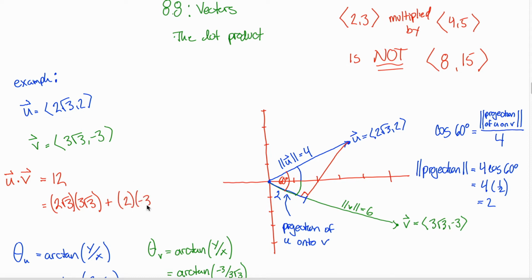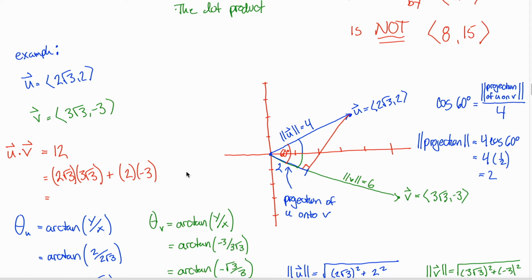So 2 times negative 3. I wonder what would end up happening. Let's see, 2 root 3 times 3 root 3. 2 times 3 is 6. Root 3 times root 3 is 3. 6 times 3, that's 18. 2 times negative 3, that's negative 6. So I got 18 plus negative 6. In other words, 18 minus 6. In other words, 12. Whoa, that's wild.